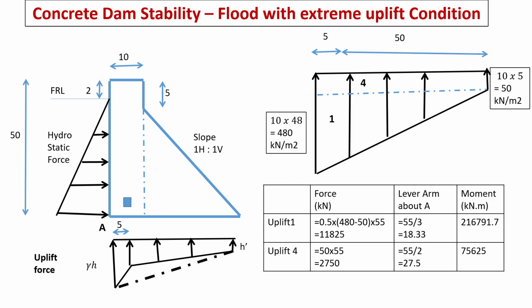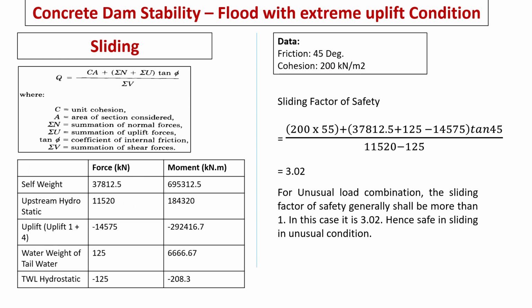Again, similar to previous uplift calculations, because of tailwater, we have to split the uplift into 4 parts for convenience. Accordingly, we have to work out the area multiplied by water unit weight, which gives uplift force, lever arm and respective moments. Here we see sliding factor of safety in flood with extreme uplift condition.